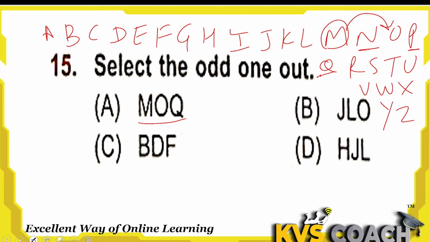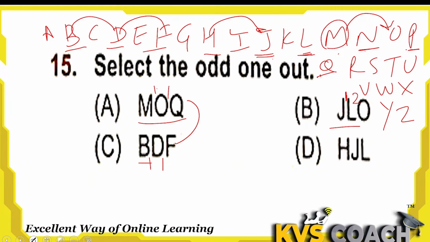Okay. So here one letter is skipped, and then we get the next letter. Here JLO, JL, and after that 2 letters are skipped. Here it is a 1 letter gap, but here it is a 2 letter gap. Here 1 letter gap. Okay, and here it is BDF. This is a 1 letter gap and a 1 letter gap. So this is the same as this. JL, then J to L.